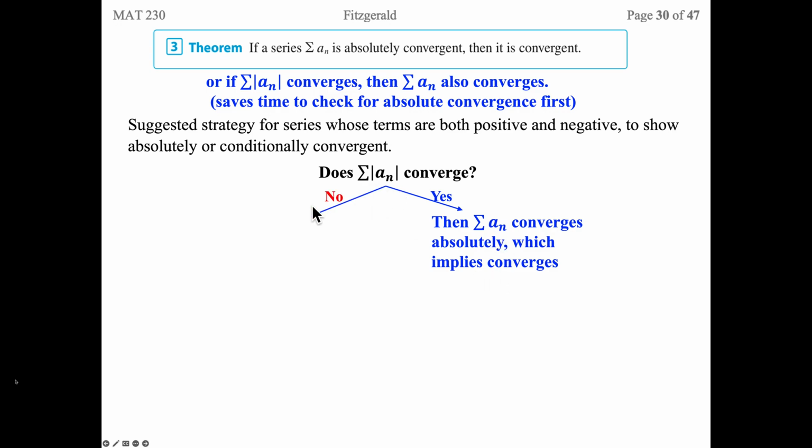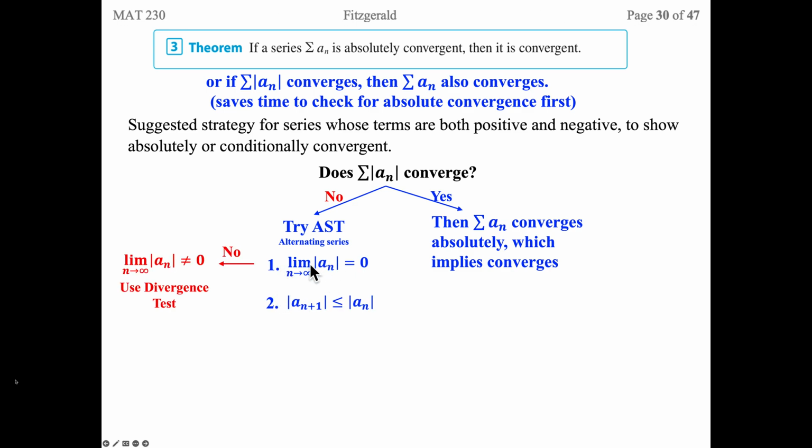If this is a no, then we're going to try the alternating series test, which again is made up of step 1 and step 2. We have to show these two are true. If one is a no, then we saw back in 9.5, oh great, the limit doesn't equal 0.